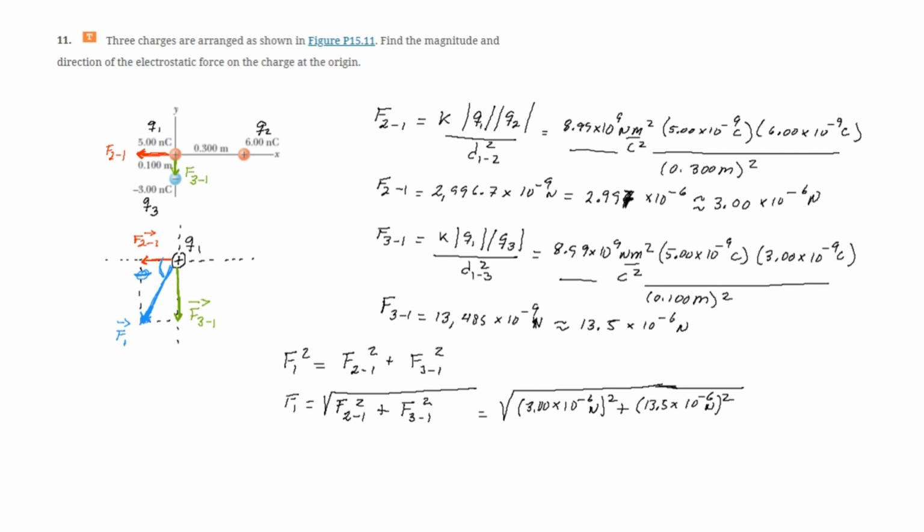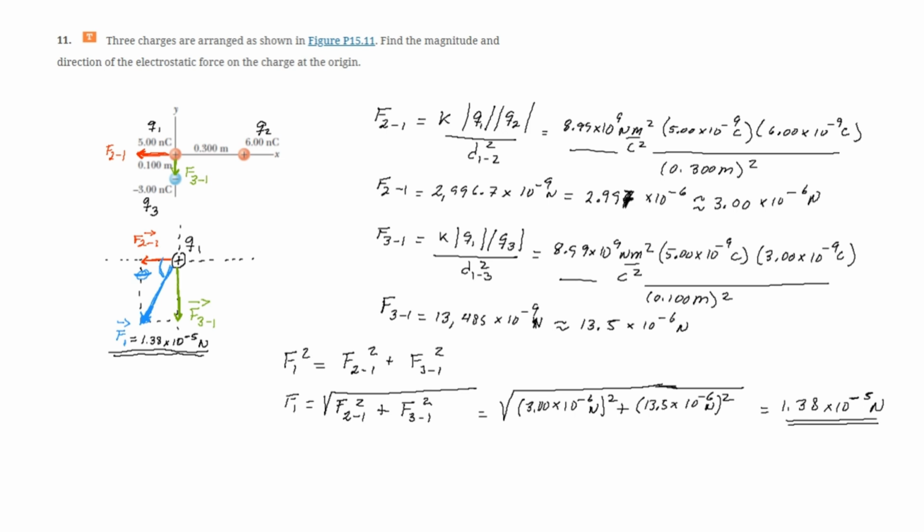And when we calculate that, we're going to get that this force is 1.38 times 10 to the negative 5 newtons. So that would be the magnitude of the force F1. So 1.38 times 10 to the negative 5 newtons is this force F1. That is the resultant force acting on the particle.